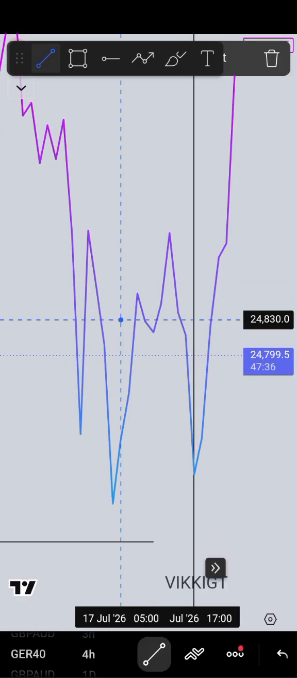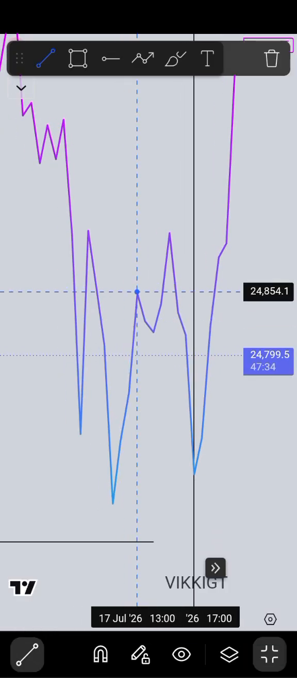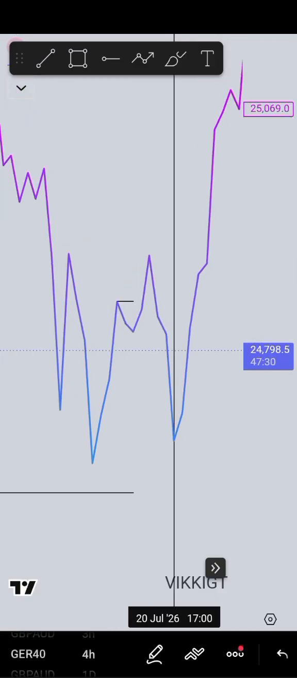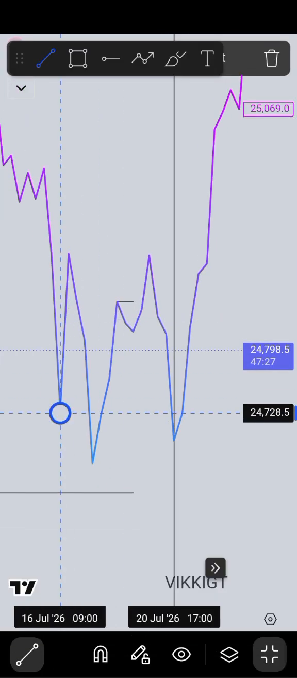So this is a breakout. This is a breakout to the upside, right? This is a breakout to the upside. This is a breakout to the downside.